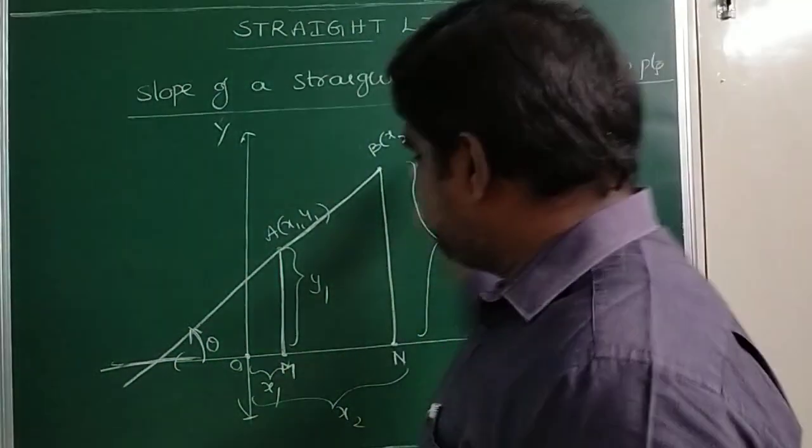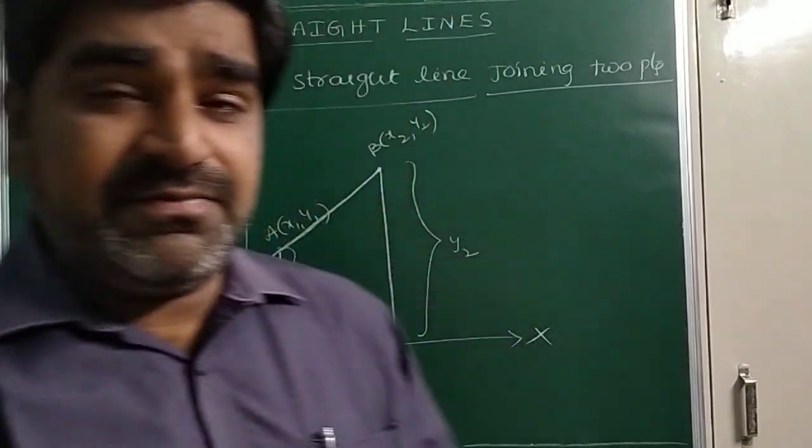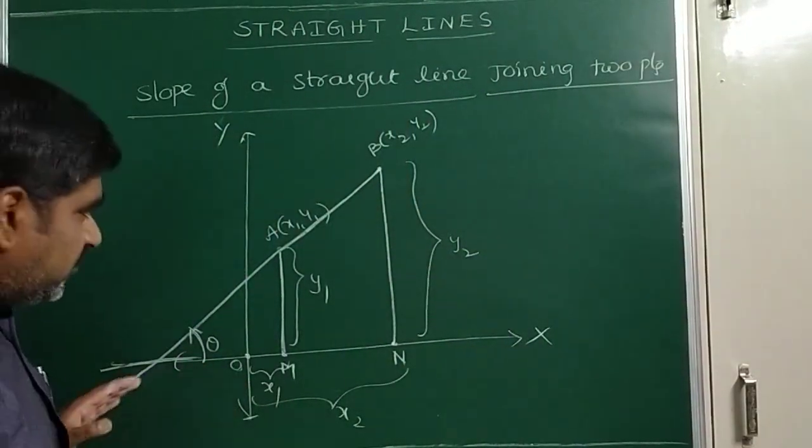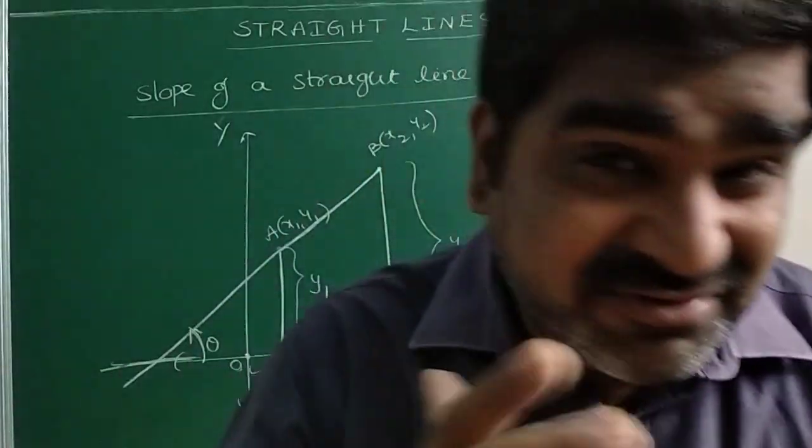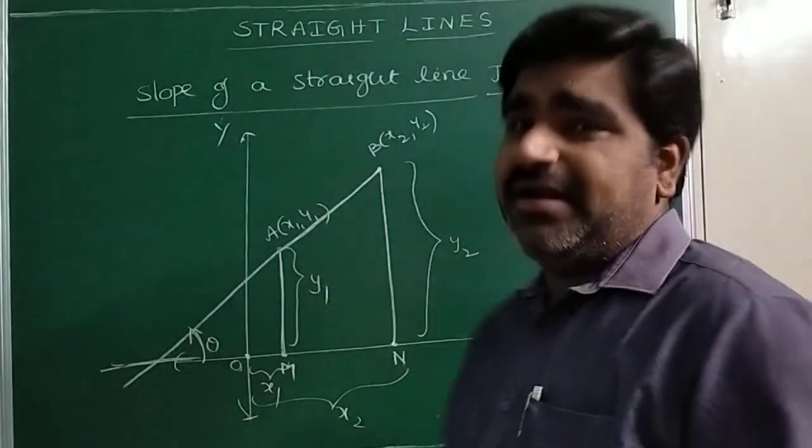Now what is the slope of the line AB? From the definition, it is tan theta. The slope of the line segment AB is tan theta. A student asks: sir, you told us it is y2 minus y1, not tan theta. Yes, let us derive it.